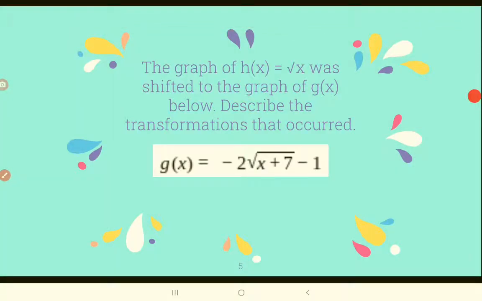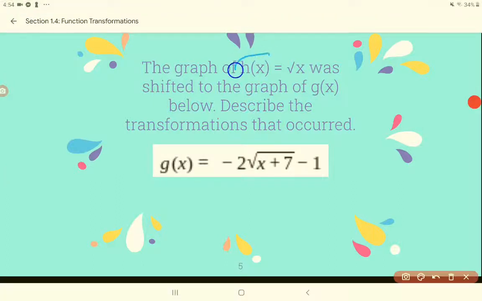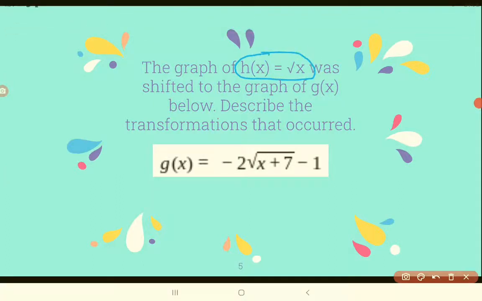Next example, this one's going to be a square root function, but it works the same way. It says the graph of h of x equals square root of x. So something I want to mention again. Okay? This graph would be starting at 0, 0 because there's no numbers in it. That is what's called my parent function because I haven't put any numbers in it. But it says it's been shifted to this new equation right here. So what I want to know is what transformations occurred. So let's break it down step by step.